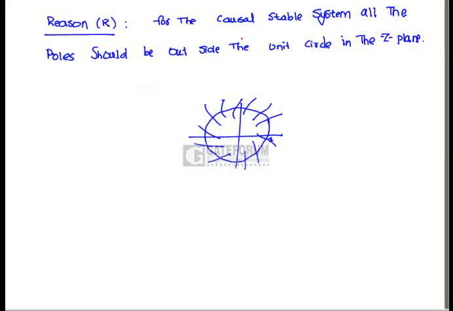Here we have to know what we mean by causal stable system. Causality is defined by the ROC, which is outside of the rightmost pole. For the stable system, the ROC should include the unit circle. That means all the poles should lie inside the unit circle. But in the reason, they mention the poles are located outside the unit circle. That means the reason is false. Here the assertion is true and the reason is false. Hence the option is C.